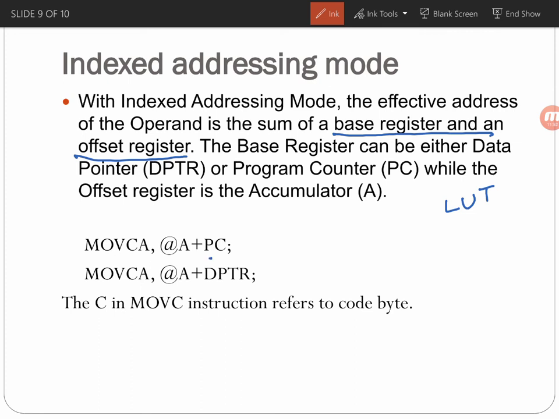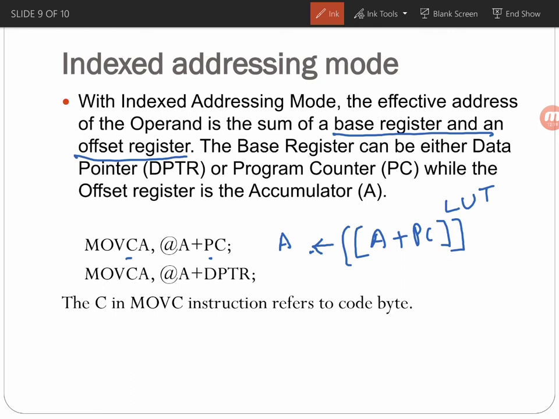MOVC A, @A+PC. So the memory location pointed to by the sum of the accumulator and the PC, that is nothing but the sum A plus PC, the data at that memory location will be moved to the accumulator register. The C stands for code.